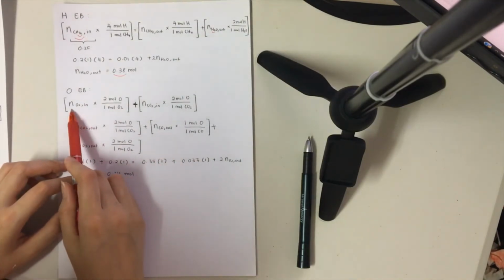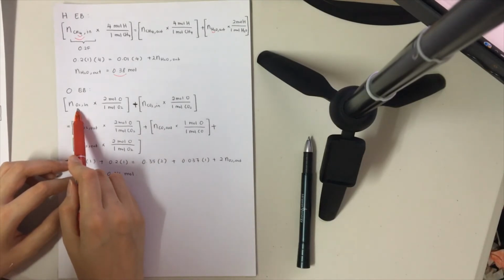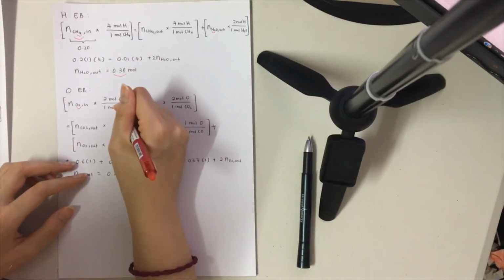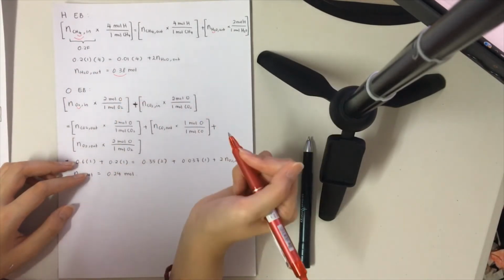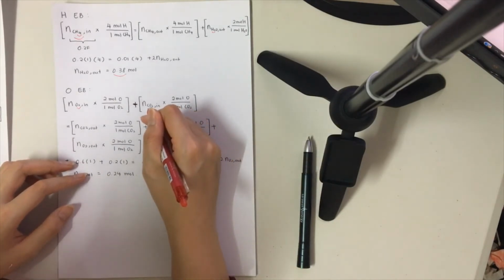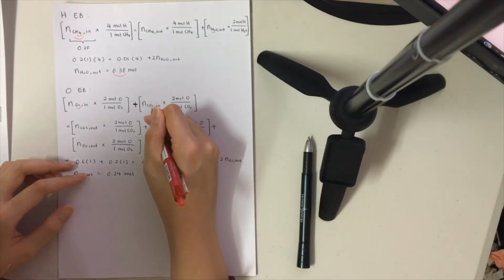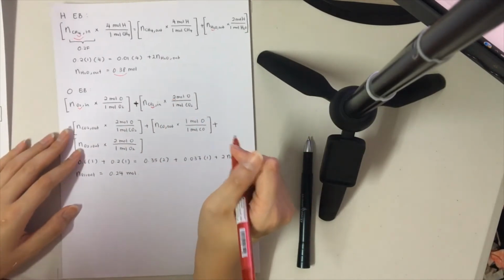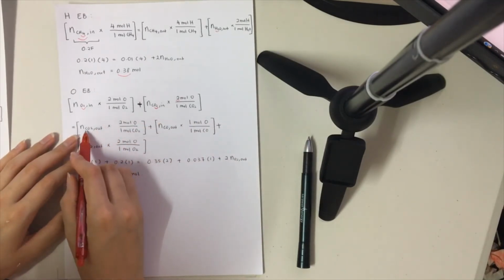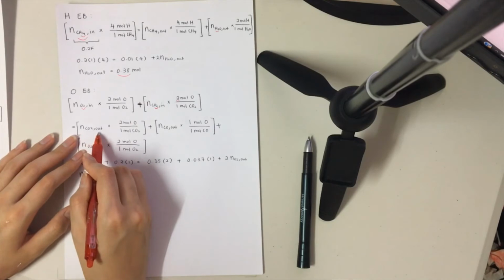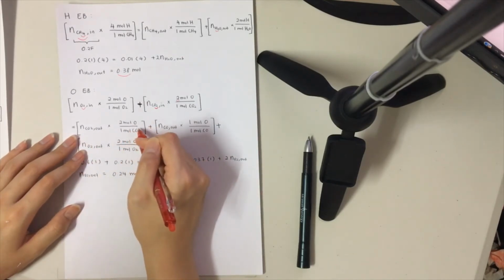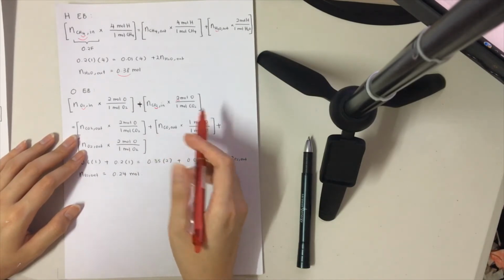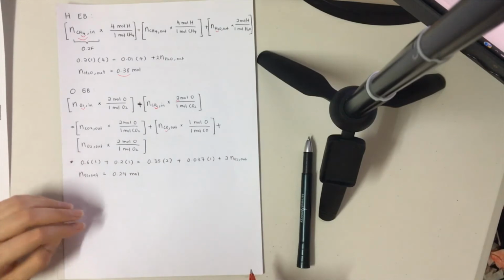So you have here the number of moles of oxygen in the feed. You have 2 moles of O per mole of O2, plus the number of moles of carbon dioxide going in, and you have also 2 moles of O, which is equal to the output: the number of moles of CO2 coming out multiplied by 2 moles of O, plus the number of moles of CO coming out multiplied by 1. You only have 1 O here.